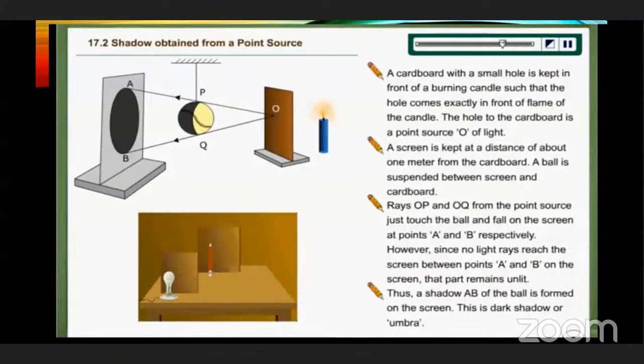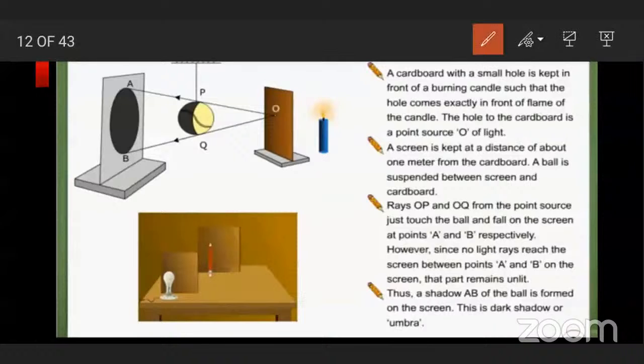After that, we have to keep the screen at about 1 meter distance, and in between that, suspend a ball. So what we'll see: rays OP and OQ from the point source just touch the ball and fall on the screen at points A and B respectively. You can see in the diagram.